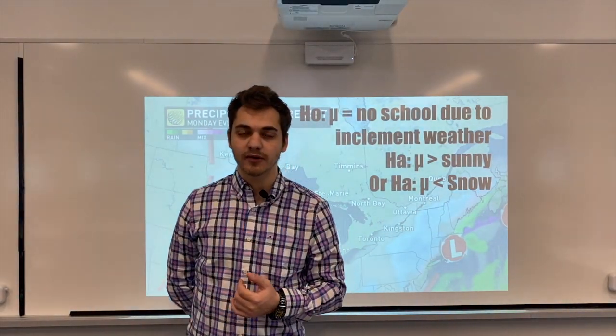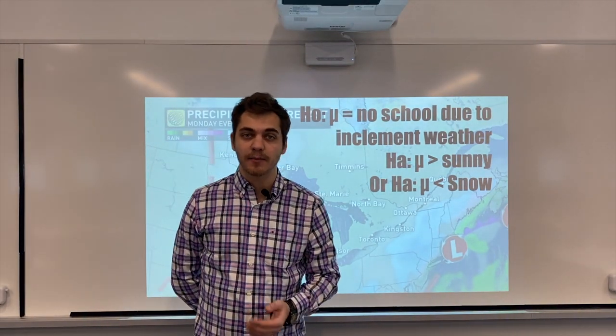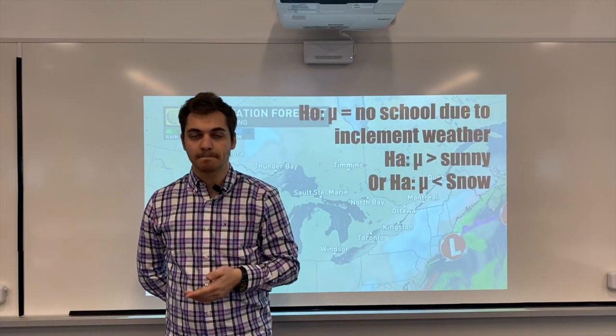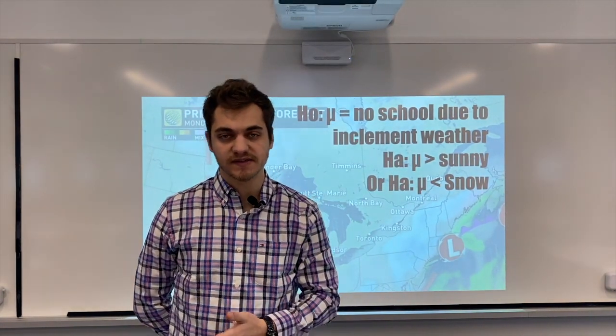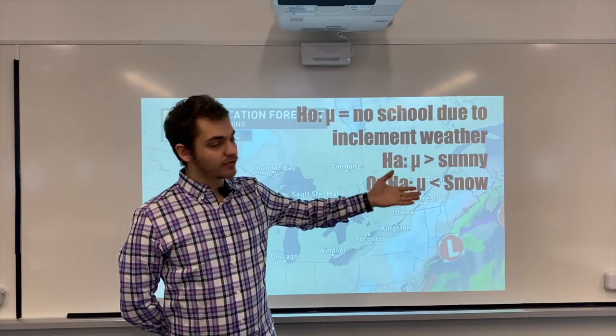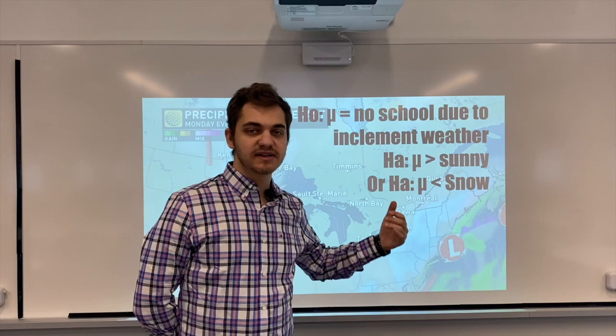Now, if I want to look at either side of the test, my H0 will stay the same: there is no school due to inclement weather. But in this part, my alternative hypothesis will be different. I'll be looking at either mu is greater than sunny or mu is less than snow.